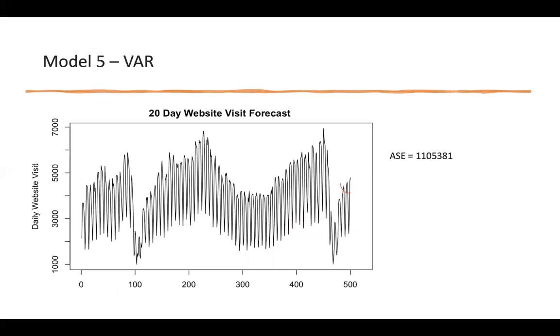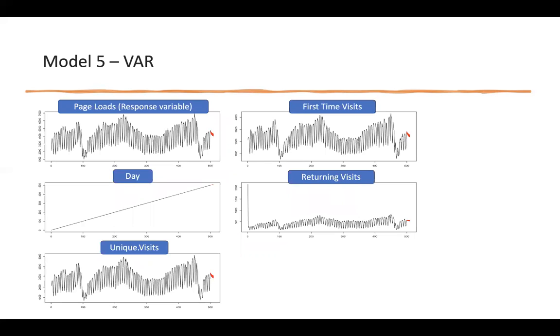Here is the vector autoregressive model not performing as well because it assumes all the variables are stationary without any seasonality counted. Although seemingly a bad model, there's an interesting finding with this fan chart. We see that page loads, day, unique visits, and first-time visits provide more information predicting returning visits, judging by the small confidence interval.